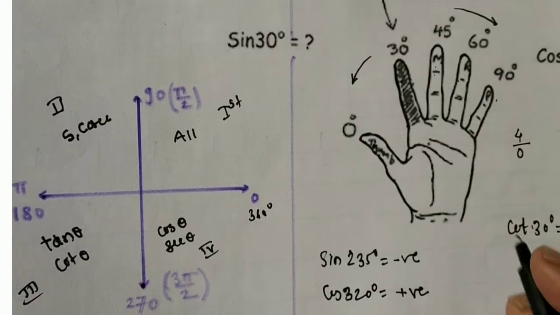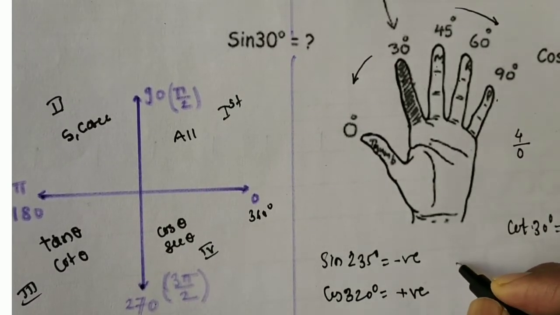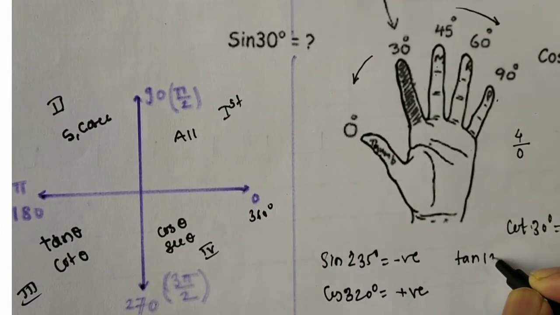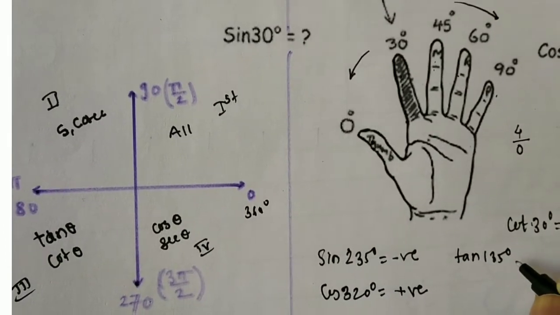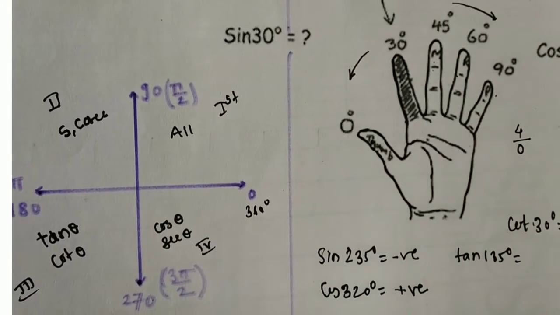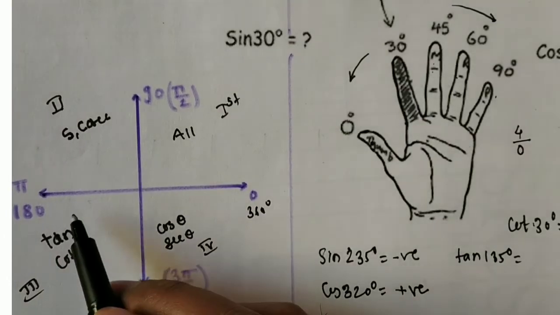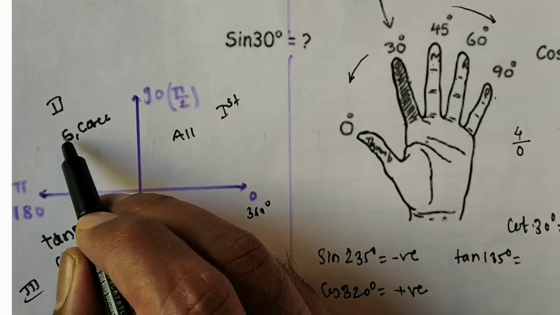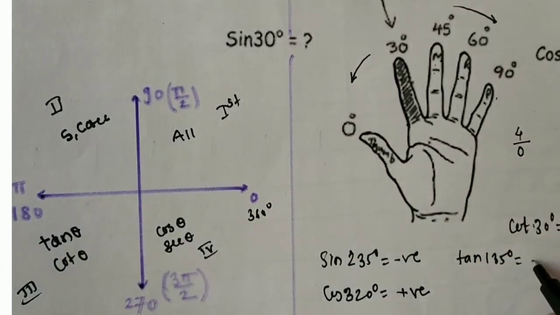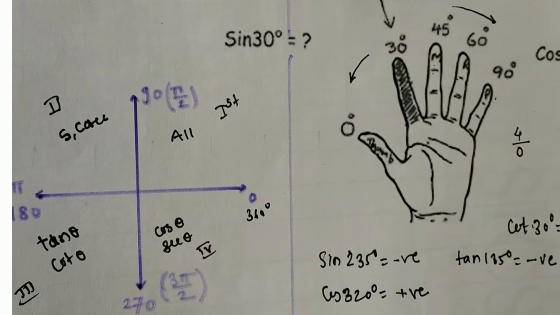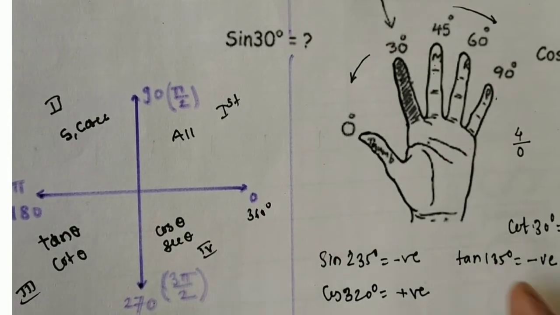Similarly, suppose I want to calculate tan of 135 degree. What is the sign for tan 135 degree? 135 lies in the second quadrant, but the second quadrant contains only sine and cosec as positive. So the sign for tan 135 degree is what? Negative. Only sine and cosec are positive.